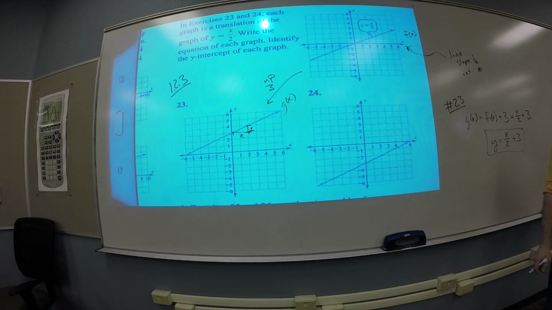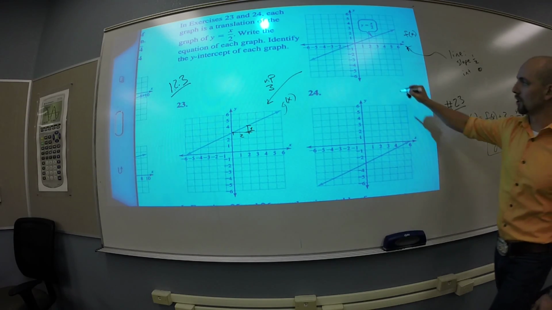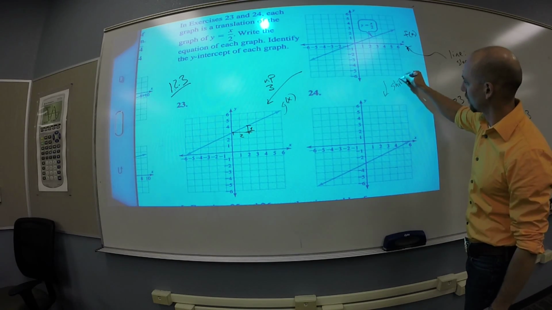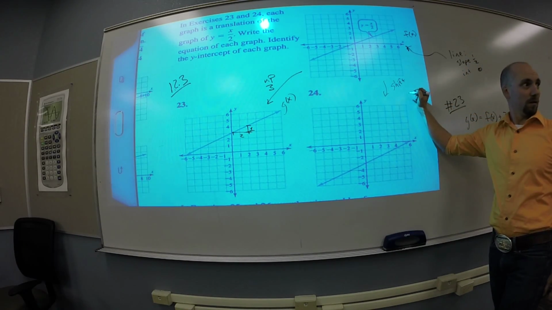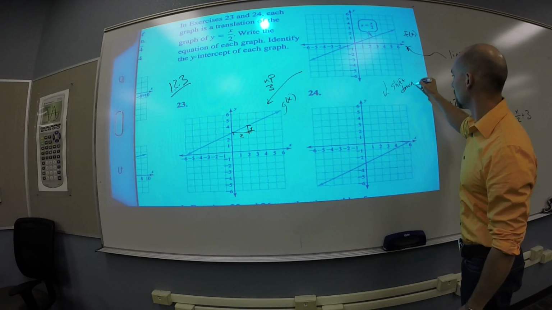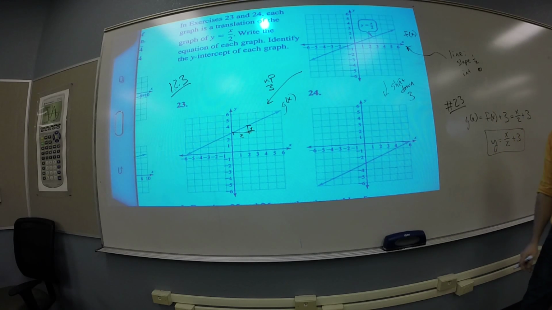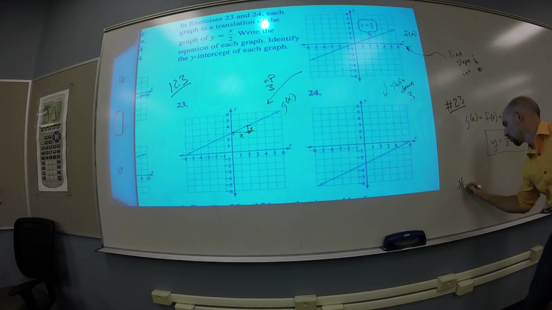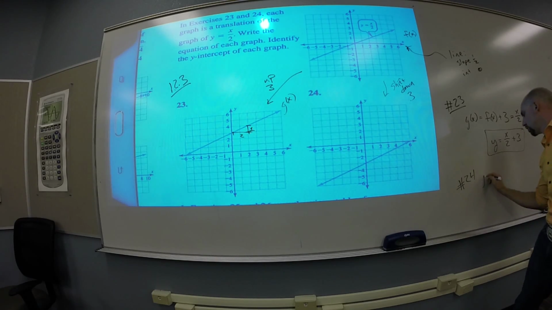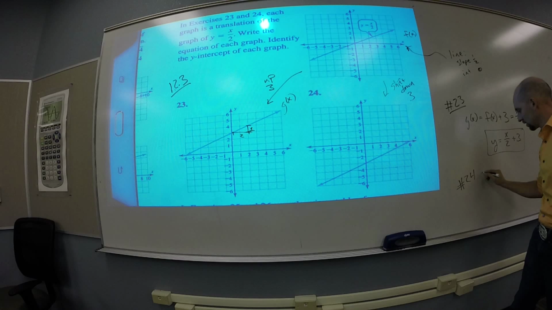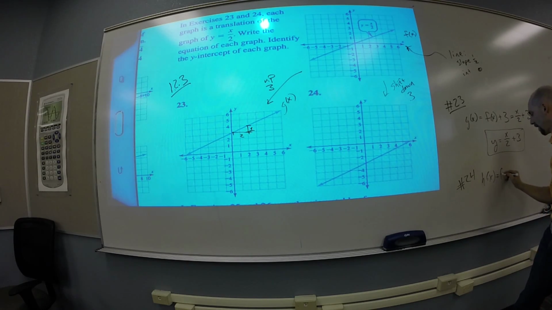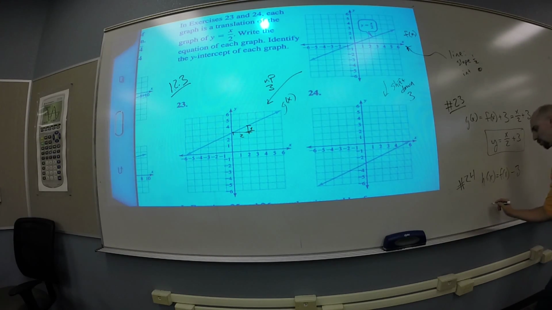How about this other one? It's the same thing, but the intercept is minus 3. Yeah, so the difference here was a shift down 3. So how do I do down 3? So for number 24, I want g of x, or maybe h of x I'd call this, is f of x minus 3. So the equation on this one would be y is x over 2 minus 3.